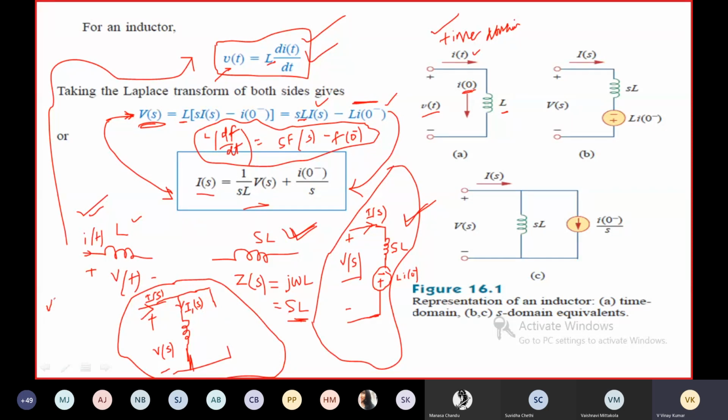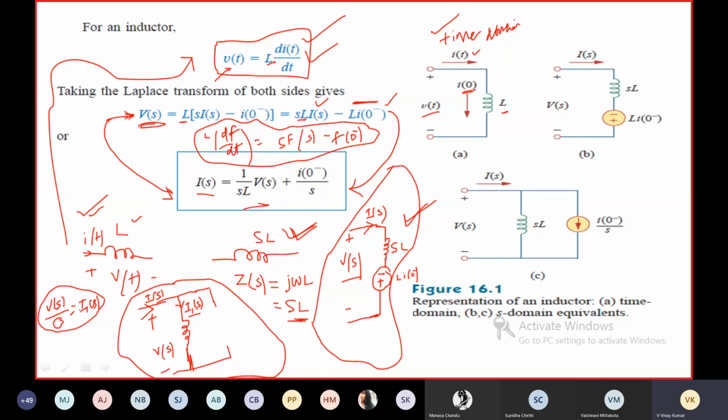I1 of S is equal to V by impedance, right? V of S is the voltage across this element. I1 of S is the current flowing through this element. Then V of S by impedance is equal to I1 of S. Then what will be that impedance? Impedance Z of S is equal to V of S by I1 of S.